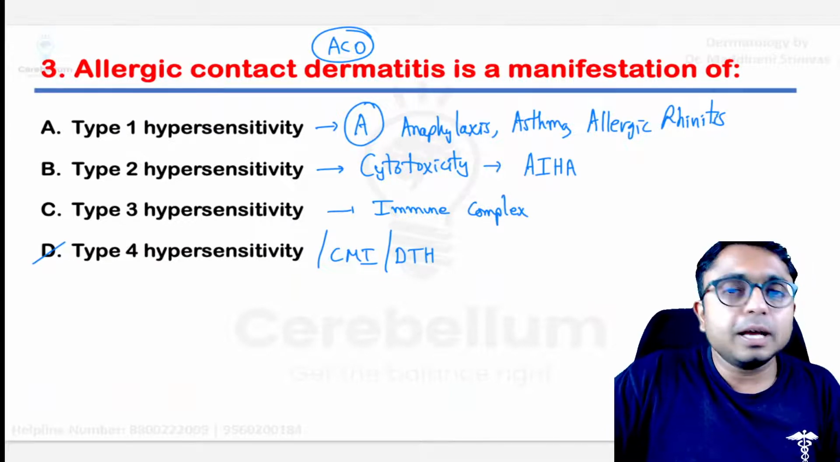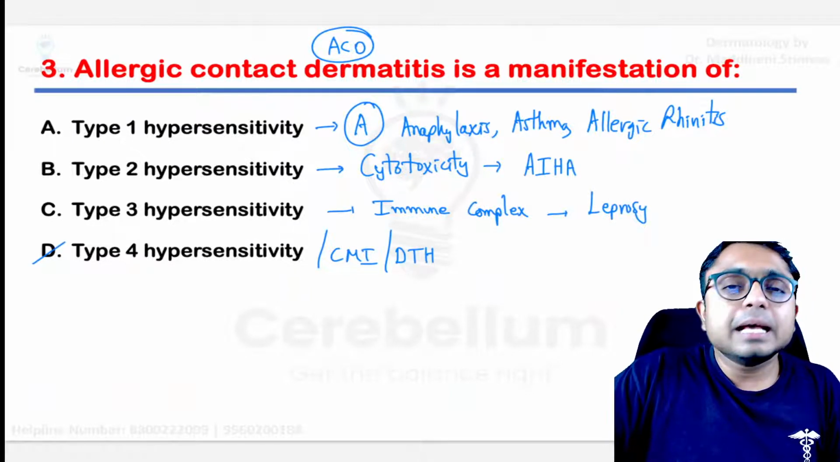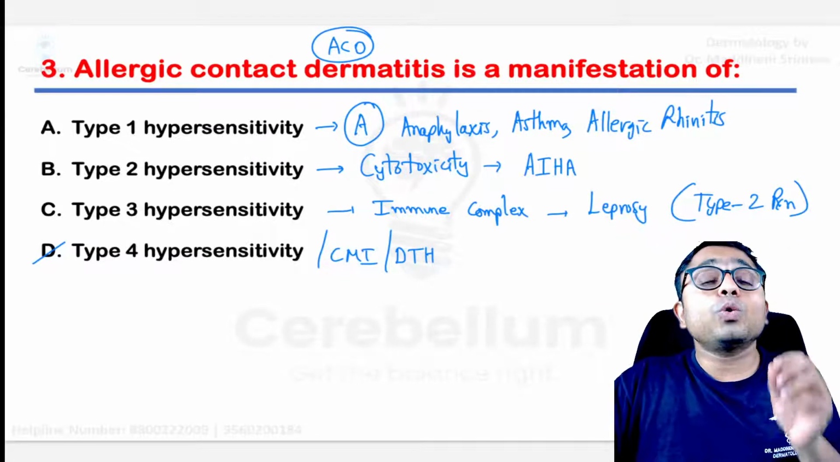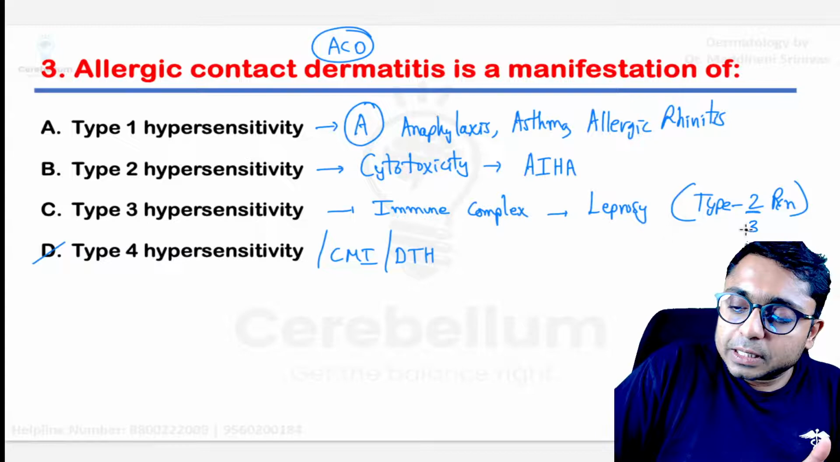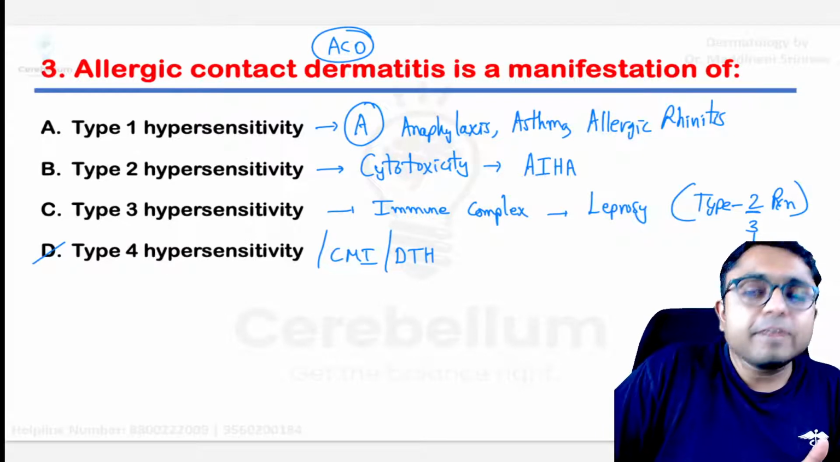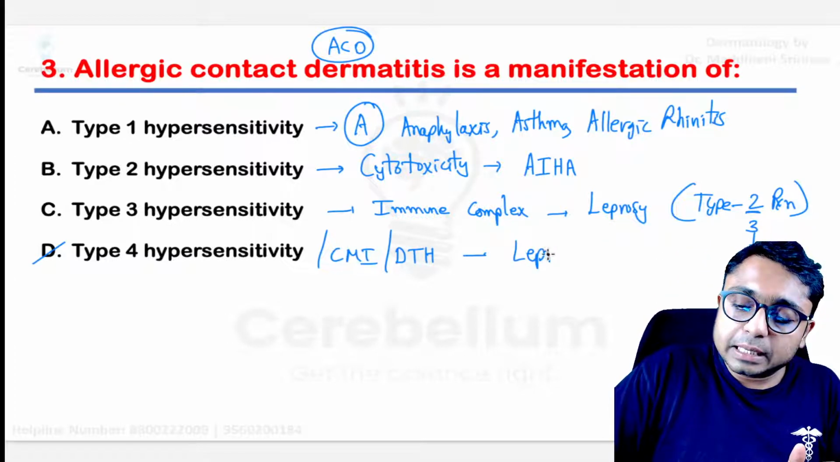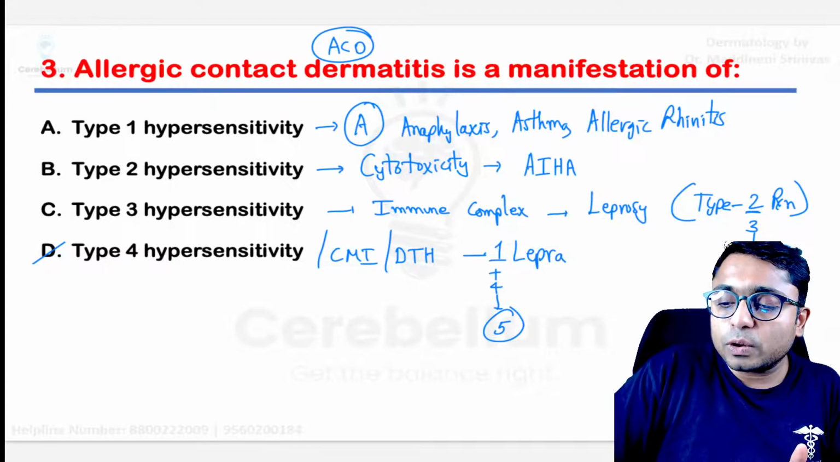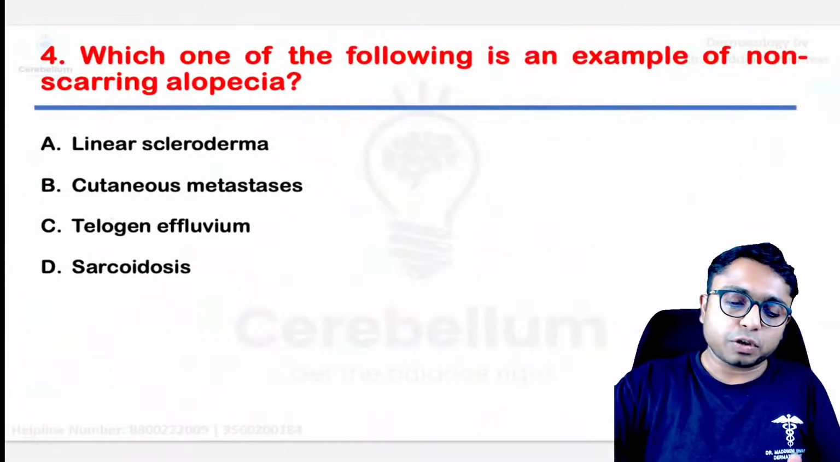Type 3 hypersensitivity reaction, I hope all of you know, is associated with immune complexes, immune complex deposition. And what is the important example from dermatology point of view? It is associated with leprosy, that is type 2 lepra reaction. I hope all of you know this concept of rule of 5. So type 2 lepra reaction and type 3 hypersensitivity reaction, both of them, if you add, you are going to get 5. So for type 4 hypersensitivity reaction, the important example you need to remember is lepra reaction, which is type 1 lepra reaction. So 1 plus 4 is going to give us 5. Okay, these are some of the important points related to the Gell and Coombs classification of hypersensitivity.